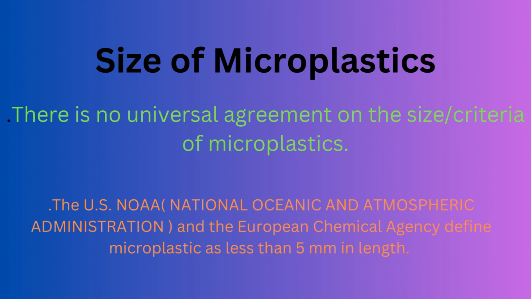There is no universal agreement on the size of microplastics because different scientists and environmentalists define microplastics differently, but according to the US National Oceanic and Atmospheric Administration (NOAA) and the European Chemical Agency, microplastics are those having a length of less than 5 millimeters, or 5 mm.